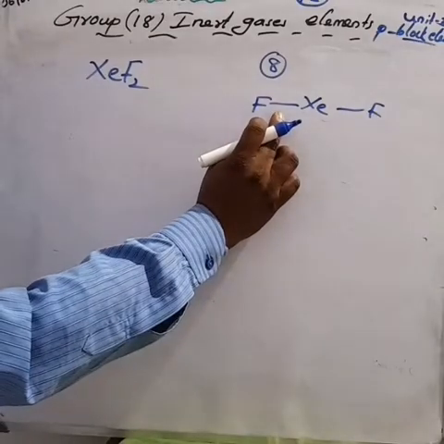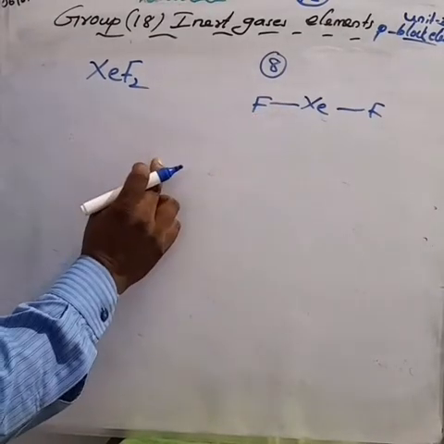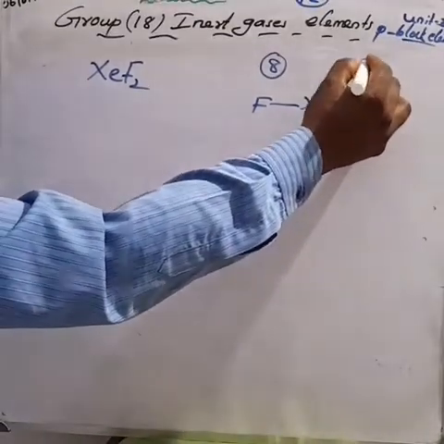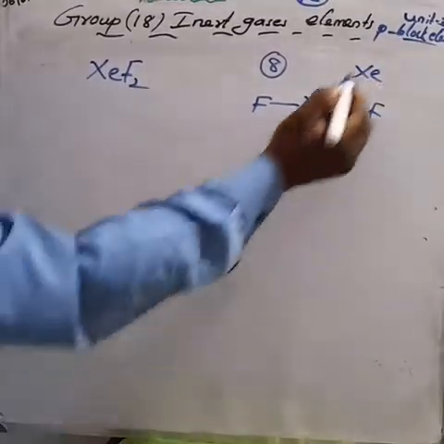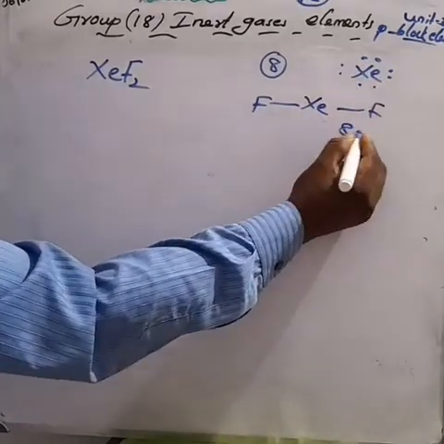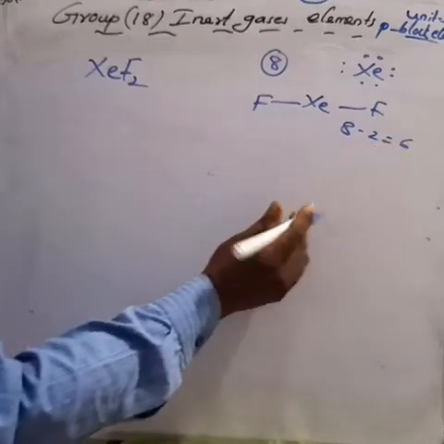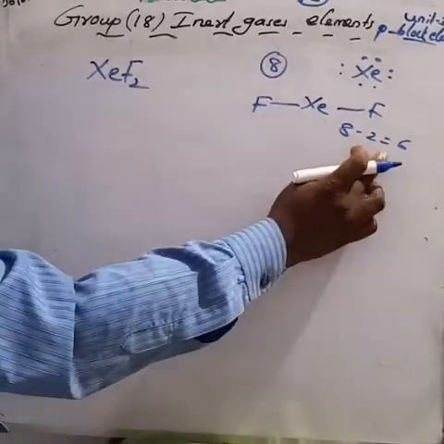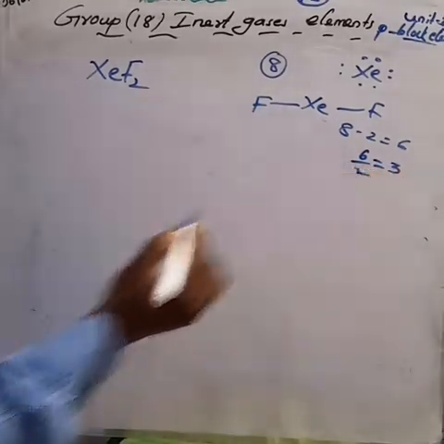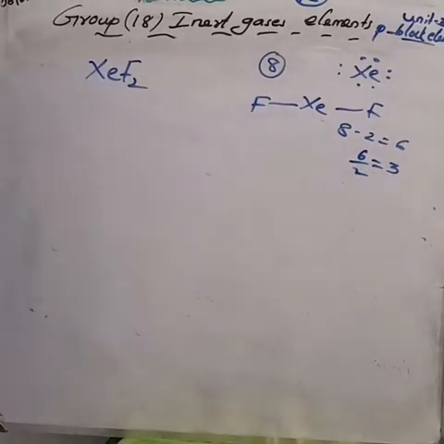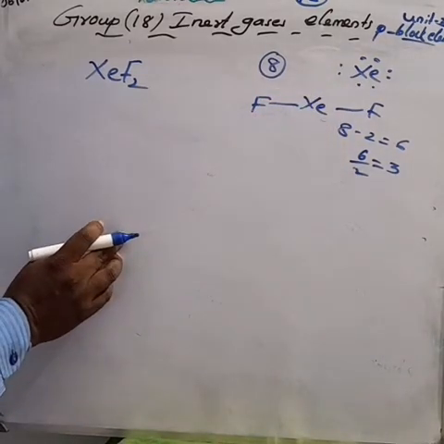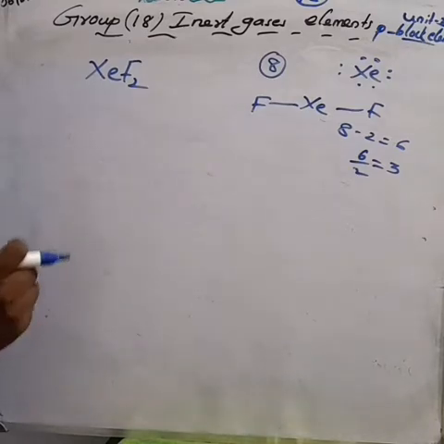So the lone pair calculation is a small method we are going to learn. We already have 8 electrons in the outermost shell, so 8 minus 2, since 2 fluorine are attached, 8 minus 2 is equal to 6 electrons. 6 divided by 2, since 1 pair means 2 electrons, gives 3 lone pairs of electrons, am I right? So bond pair and lone pair addition we have to learn.